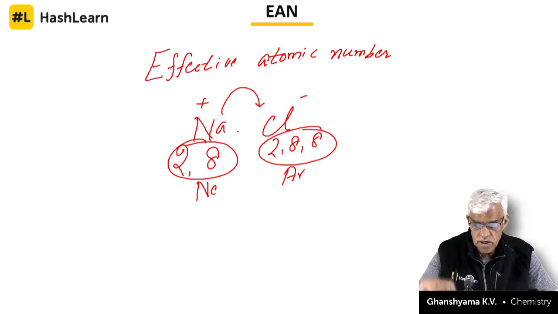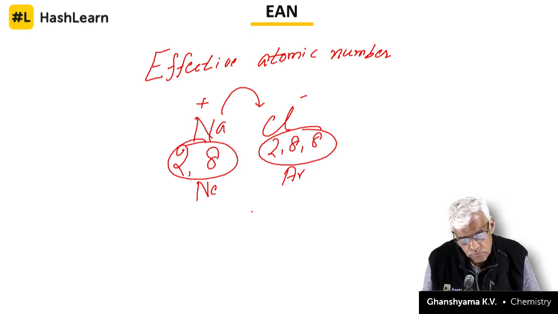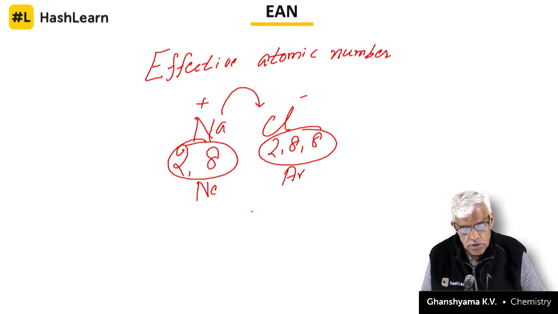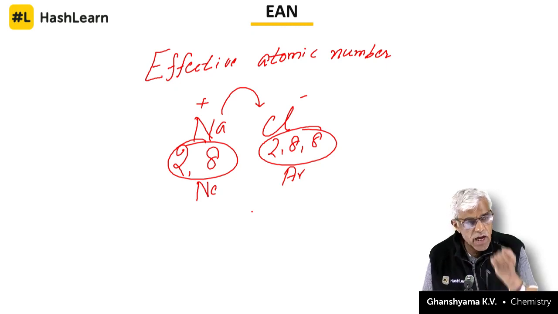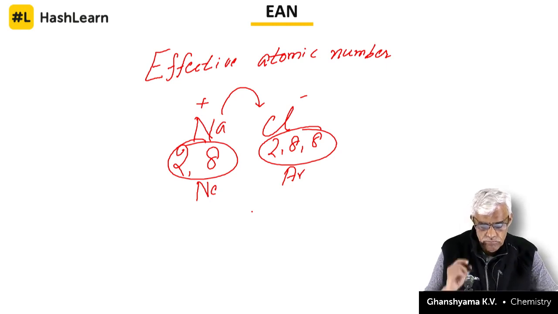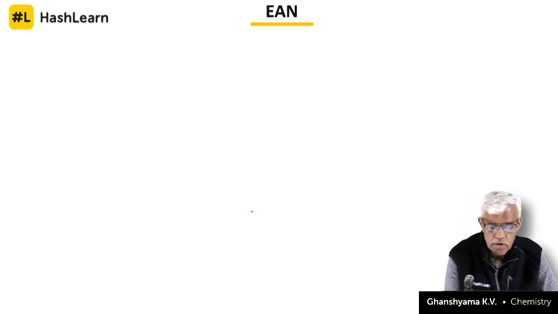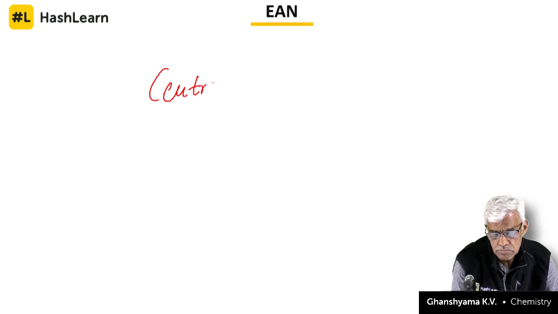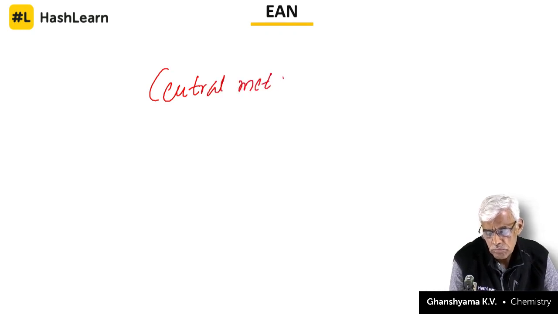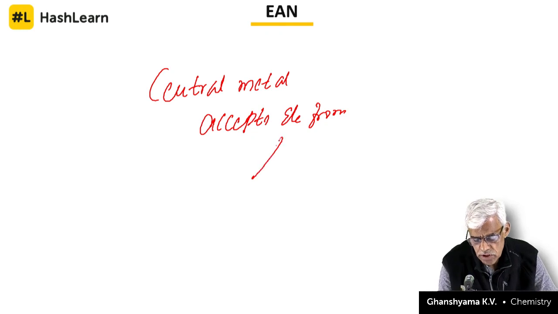Even in coordination compounds, the central metal tries to attain the atomic number of the next noble gas by accepting the electrons from the ligands. The special thing about coordination compounds is the central metal accepts the electron from ligands.